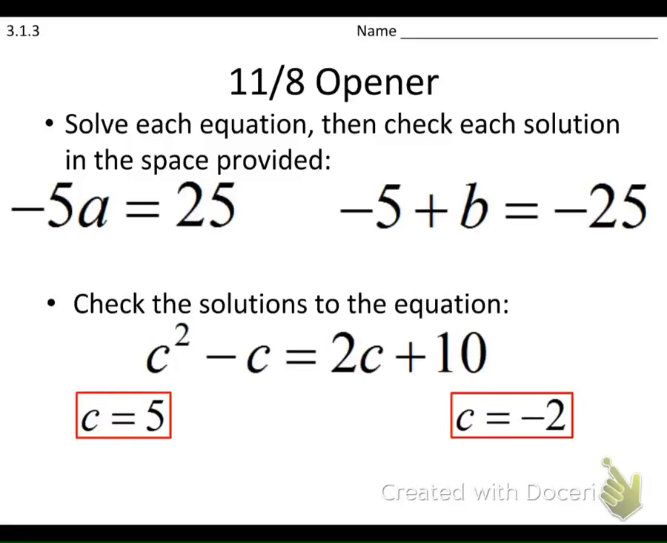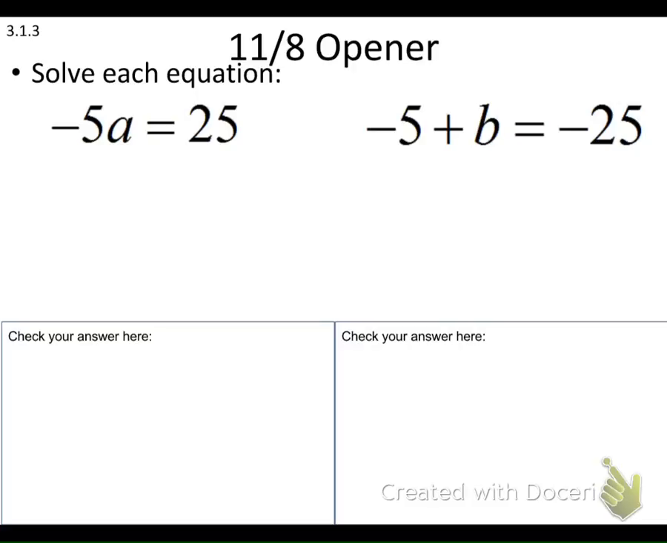Okay, so although today is not October, November 13th, we're going to go ahead and do a review from 11/8's opener. So it says to solve each equation, then check each solution in the space provided. So the first thing that we're going to do here is figure out what A equals. So it's solving a one-step equation.